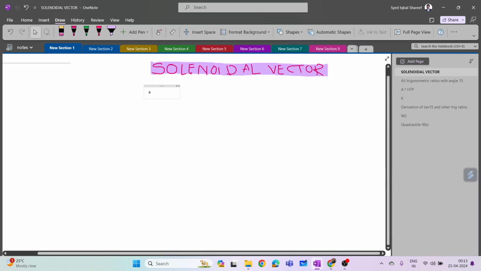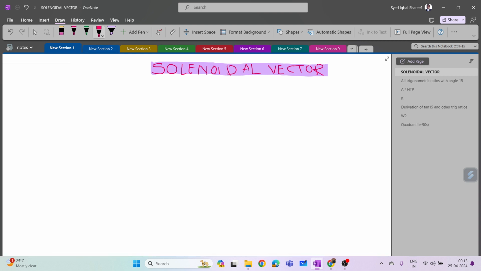Hi everyone. Today we'll discuss solenoidal vector. What is a solenoidal vector? Del dot F equal to 0 is called a solenoidal vector or operator. This is our divergence F equal to 0. It's called a solenoidal vector. We'll go for one example.